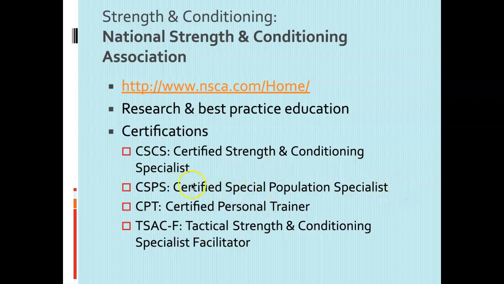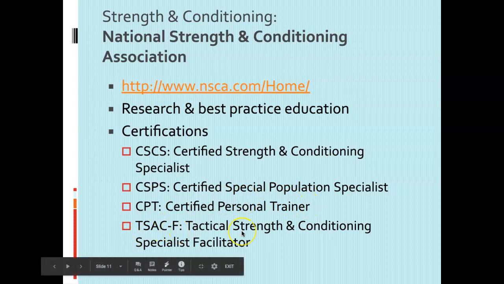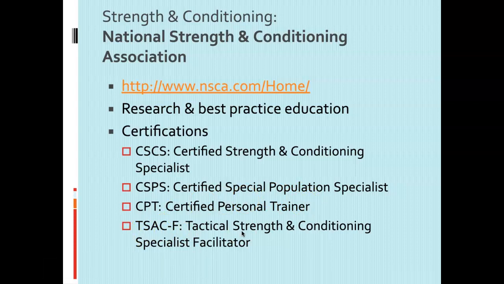This one is really unique and would definitely be a niche area that would set you apart. Certified Special Population Specialist. So that means you're going to be working with individuals with disabilities, whether it's cognitive, physical, pretty much across that spectrum of inclusive physical activity. Certified Personal Trainer, they also have one as well. And then the TSAC. So that is Tactical Strength and Conditioning Specialist.